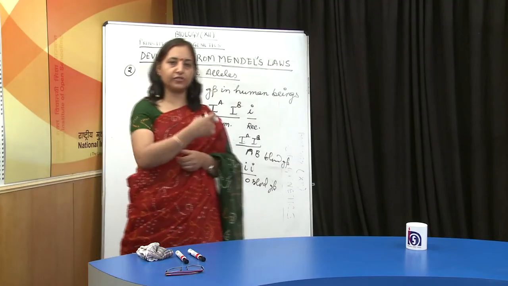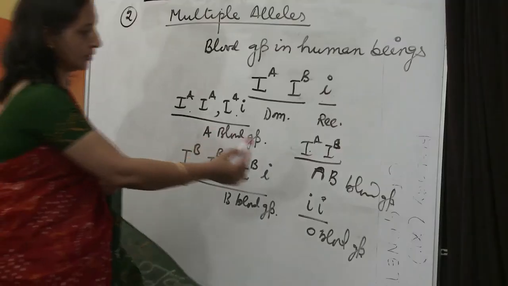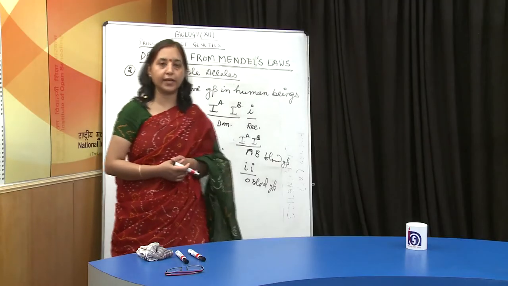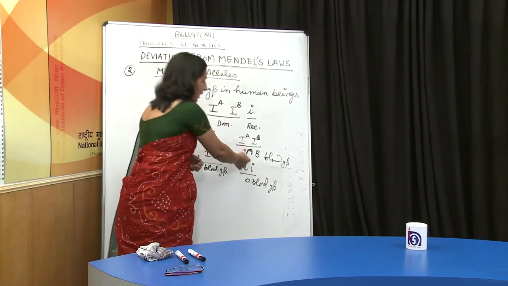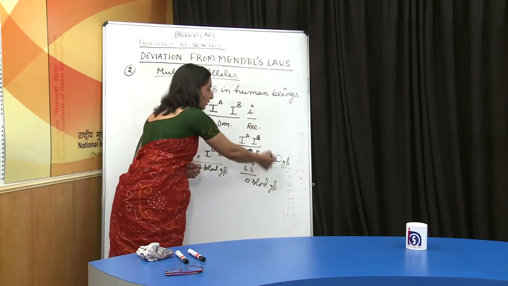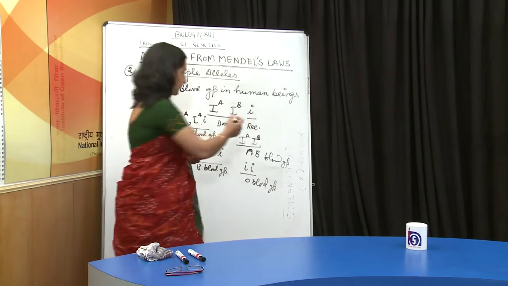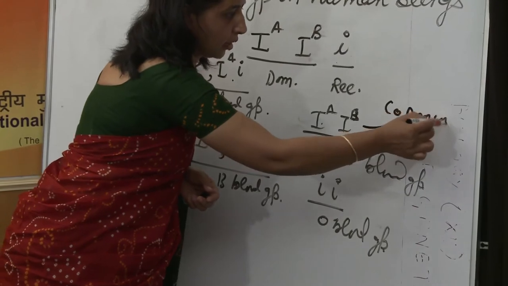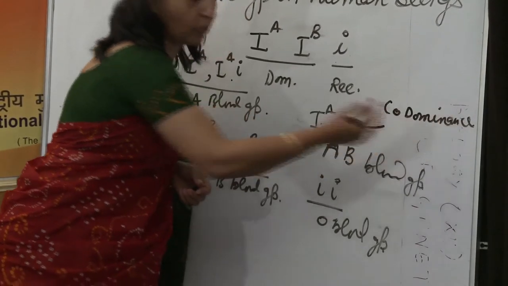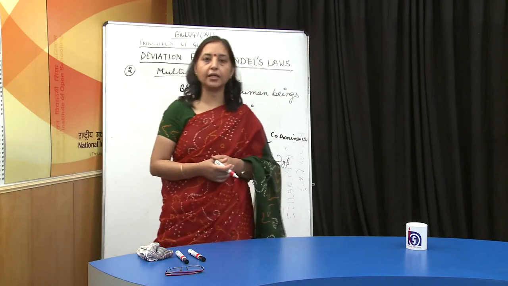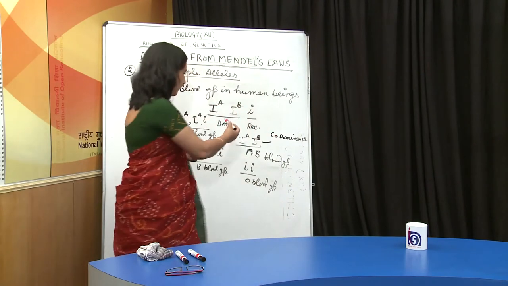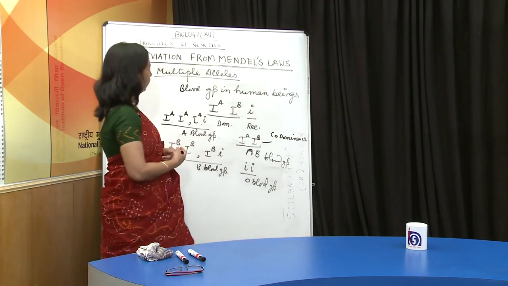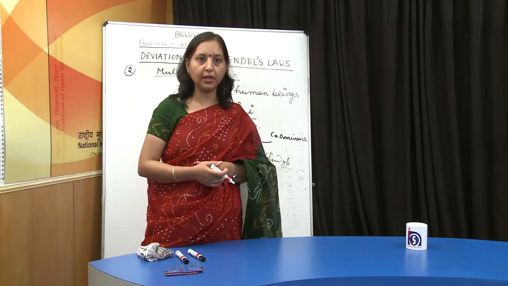There is one more deviation which can be explained here, that is codominance. Here we can see that IA and IB both are equally expressed, therefore the individual has got AB blood group. So this particular phenomenon can be called codominance. So this IAB is actually codominance, and codominance means both the alleles are equally expressed, therefore the blood group in the individual is going to be AB blood group. So this is the deviation from Mendel's work, that is multiple alleles.